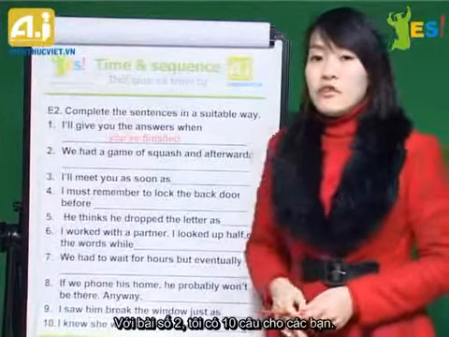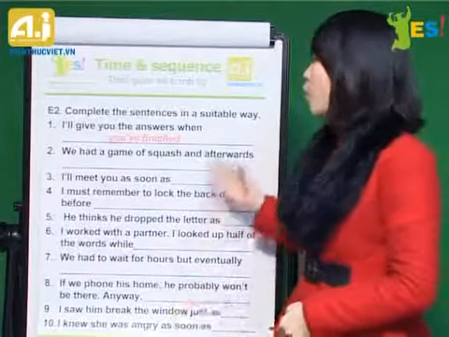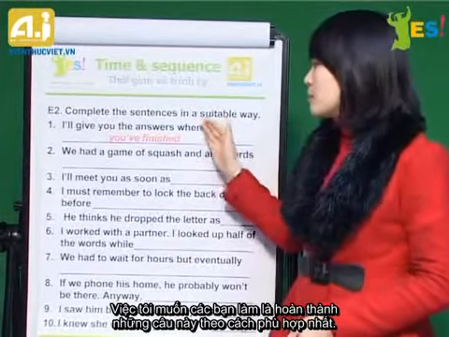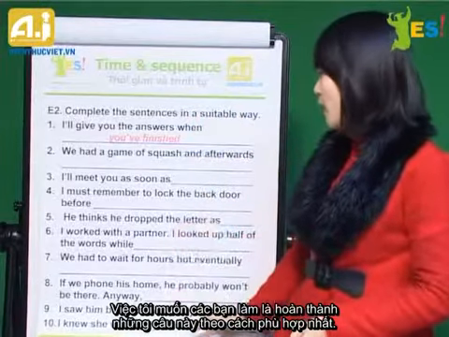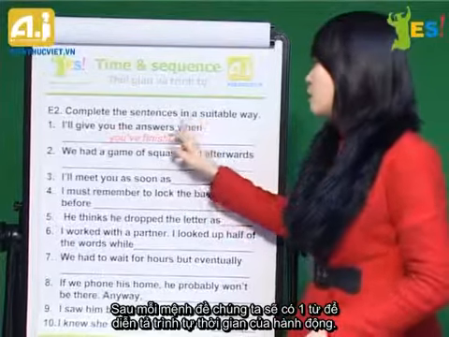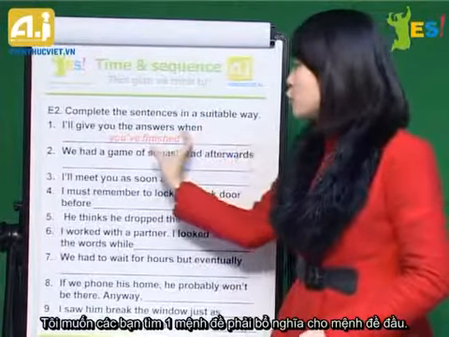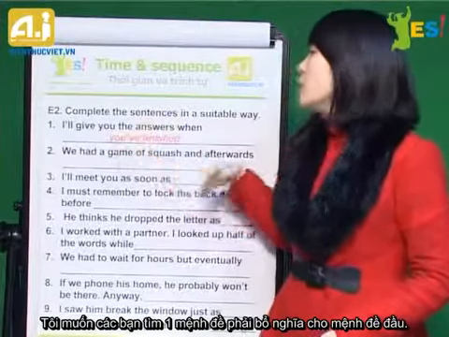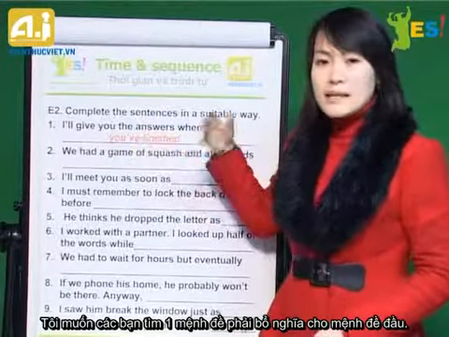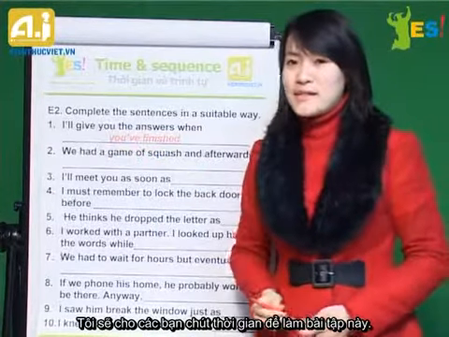Okay. For the next exercise, we have 10 sentences for you. What I want you to do is complete these sentences in a suitable way. Normally, after each clause, you will have a word to describe the time or sequence of action, and then I need you to put another clause, pretty much complementing the meaning of the previous clause. Okay, I'll give you some time to do this exercise.